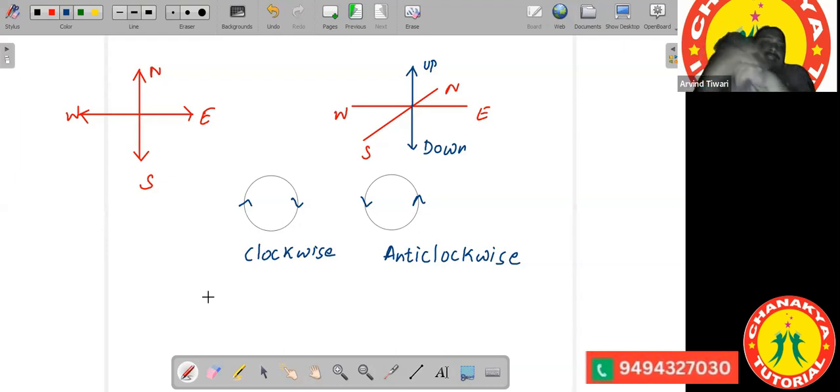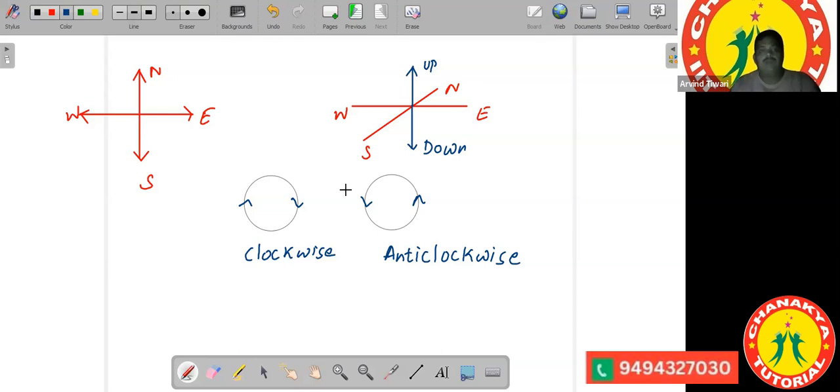And this clockwise and anti-clockwise depends on your direction of observation, from where you are observing. For example, the same clockwise which we are observing over here from the front, this is clockwise. But if you observe this from the back, it will be anti-clockwise. So your point of observation is also important.